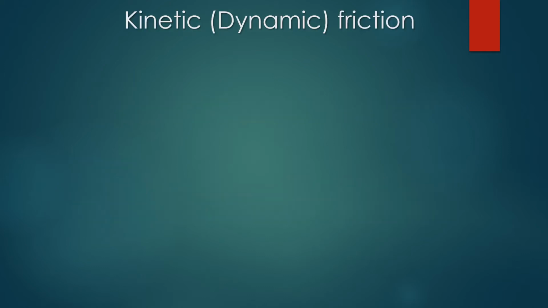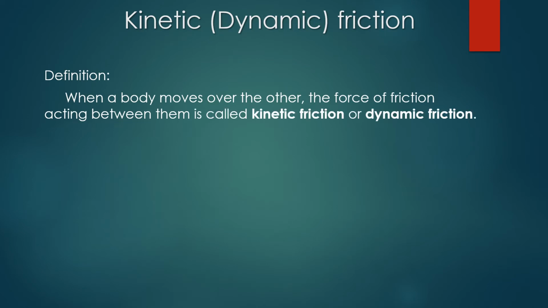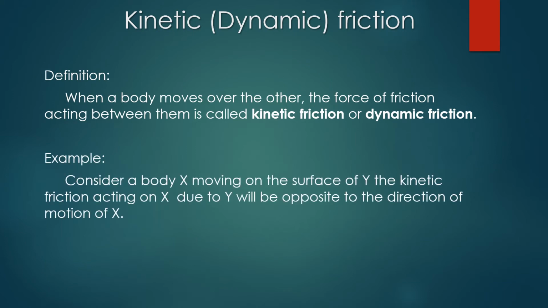The second one is kinetic friction. It is also called dynamic friction. So let's define this kinetic friction. When a body moves over the other, the force of friction acting between them is called kinetic friction or dynamic friction. For example, consider a body X moving on the surface of Y. The kinetic friction acting on X due to Y will be opposite to the direction of the motion of X. This is called kinetic friction.